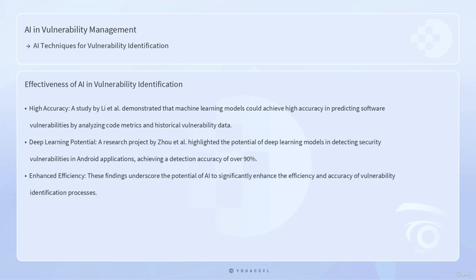For instance, a study by Lee et al. demonstrated that machine learning models could achieve high accuracy in predicting software vulnerabilities by analyzing code metrics and historical vulnerability data. Similarly, a research project by Zhou et al. highlighted the potential of deep learning models in detecting security vulnerabilities in Android applications, achieving a detection accuracy of over 90%. These findings underscore the potential of AI to significantly enhance the efficiency and accuracy of vulnerability identification processes.